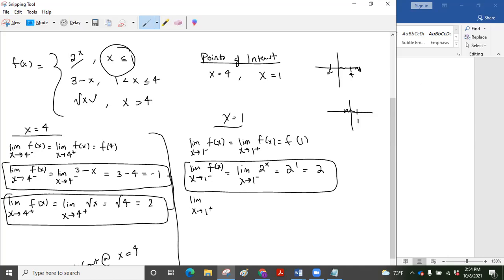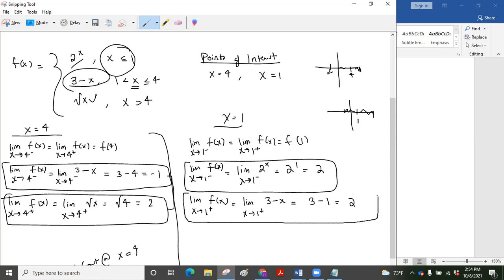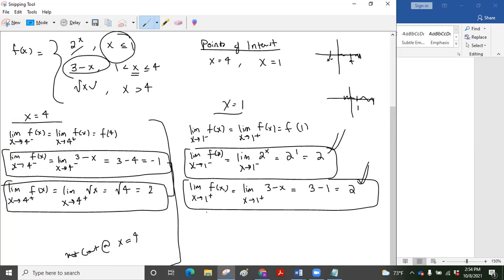The limit as x approaches 1 from the right of f of x is equal to the limit as x approaches 1 from the right of which function? Well, if I'm coming from the right, my values must be greater than 1. This one says if your x values are greater than 1, use this function. So I'm going to use 3 minus x. This is 3 minus 1, which is equal to 2, which means the limit as x approaches 1 from the right and from the left are both equal to 2. So these two conditions are satisfied.